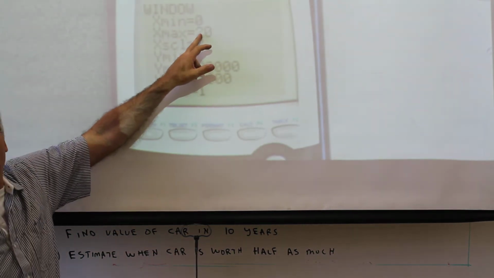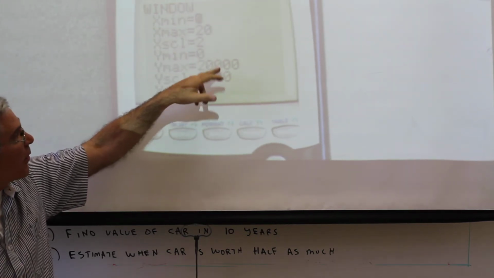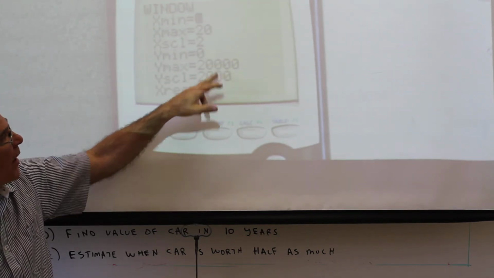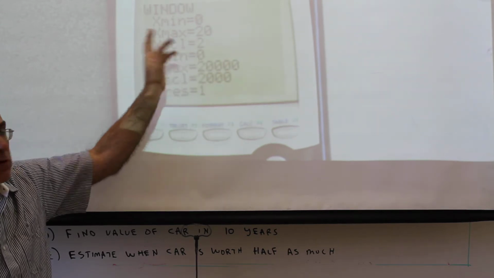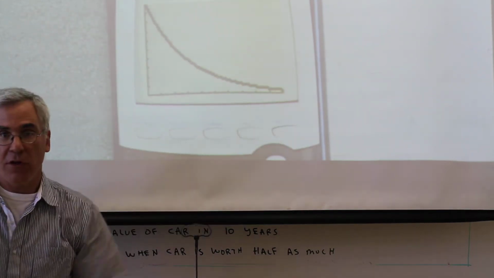X min is 0, x max is 20. I scaled it by 2. I like to have 10 tick marks. Y min 0, y max 20,000, y scaling 2,000. I'll show you my graph. Exponential decay.